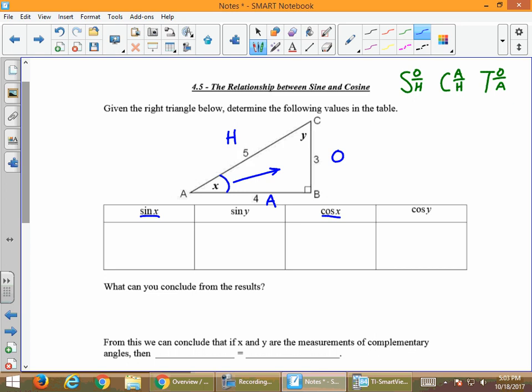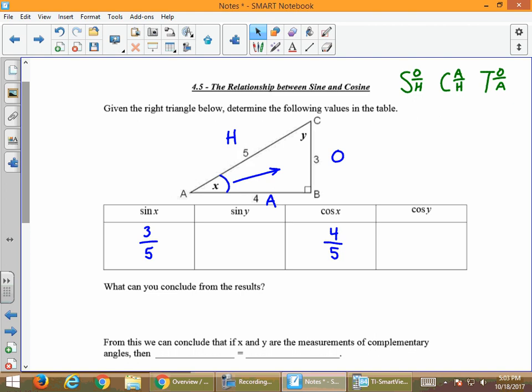Okay, with that being said, if I want to find the sine of x, we know that sine is opposite over hypotenuse. So this fraction here is the opposite 3 over the hypotenuse, which is 5. And if I wanted to find the cosine of x, then I do the adjacent side, 4 over the hypotenuse, which is 5.